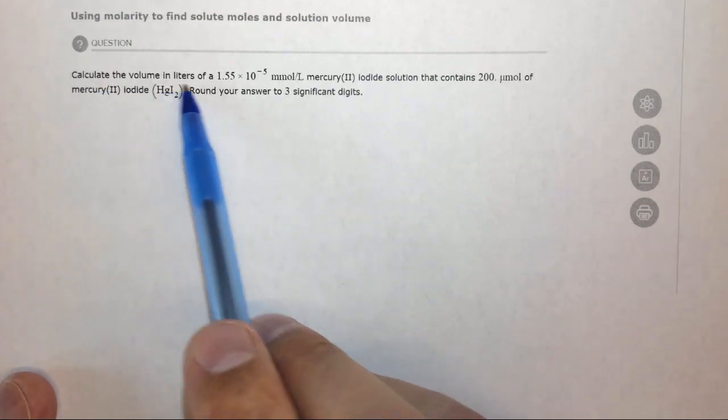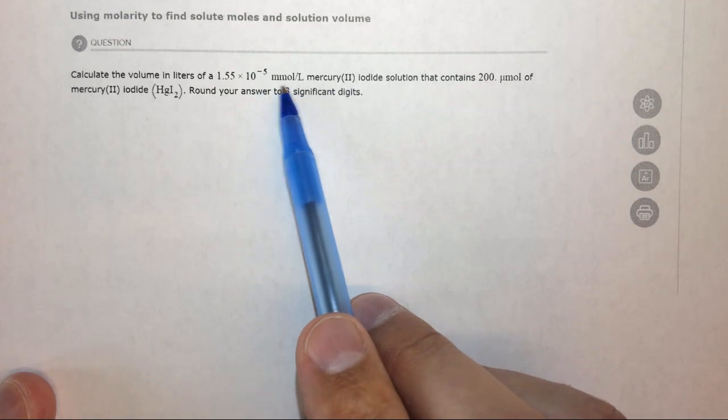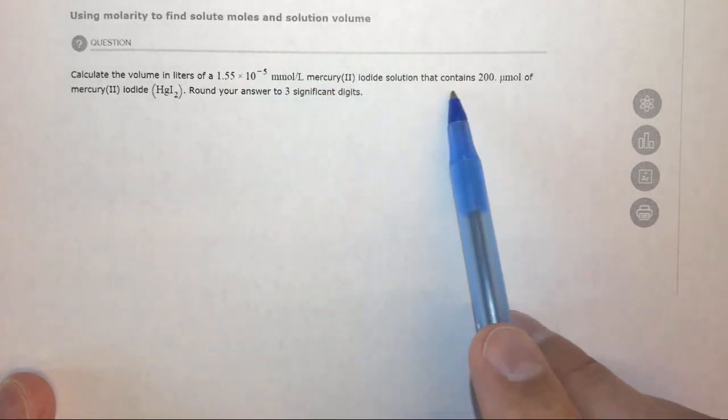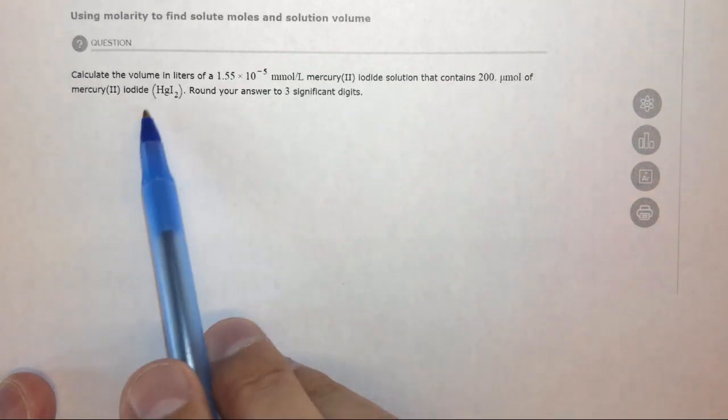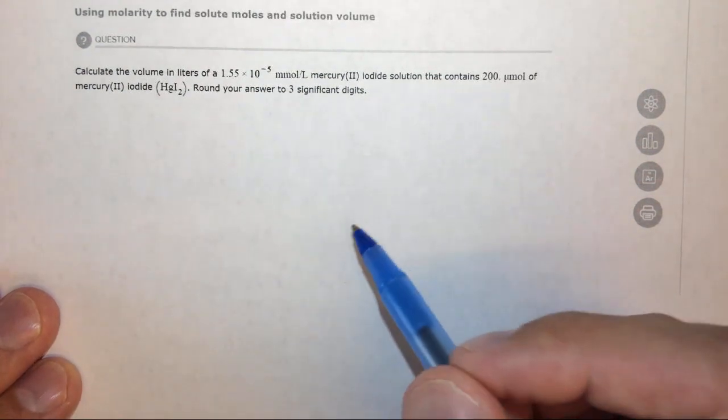So calculate the volume in liters of a 1.55 times 10 to the minus 5 millimole per liter, or millimolar, mercury 2 iodide solution that contains 200 micromoles of mercury 2 iodide. Round your answer to 3 significant figures.